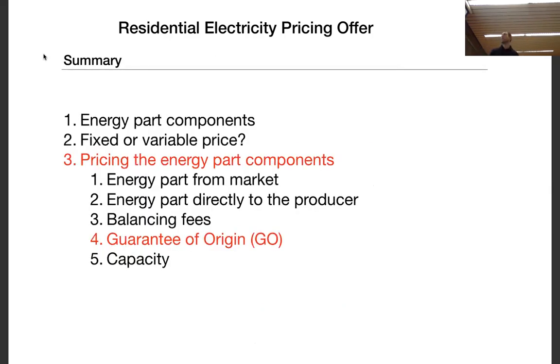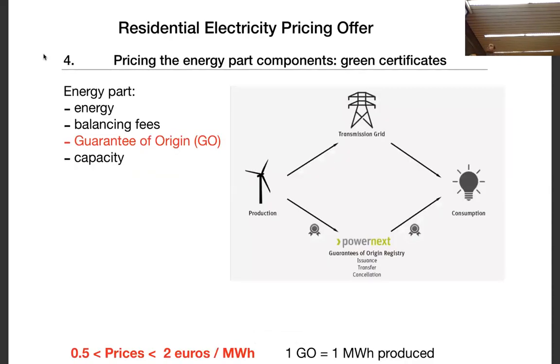Okay, so we have seen two ways of computing or estimating the energy. We have seen how to compute the balancing fees. And now imagine that you want to make a green offer. You also need to buy the guarantee of origin. For that one, it's quite easy.